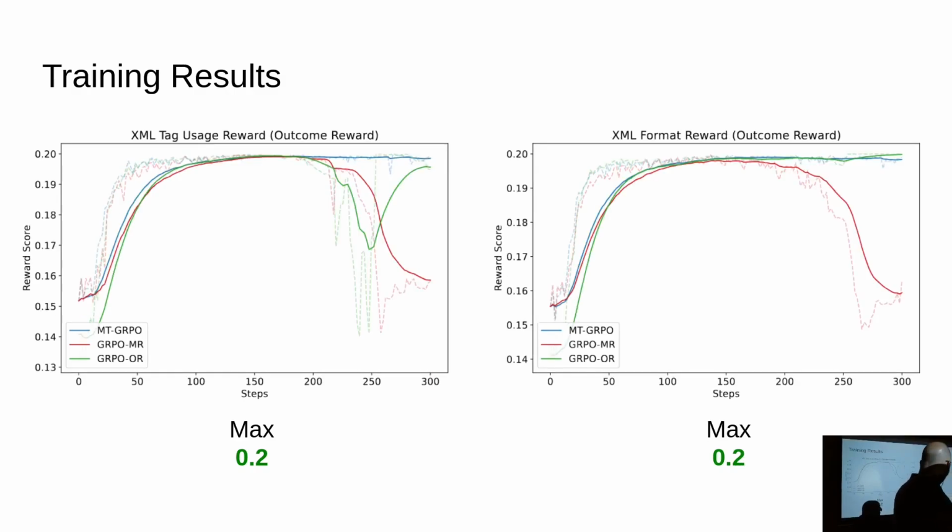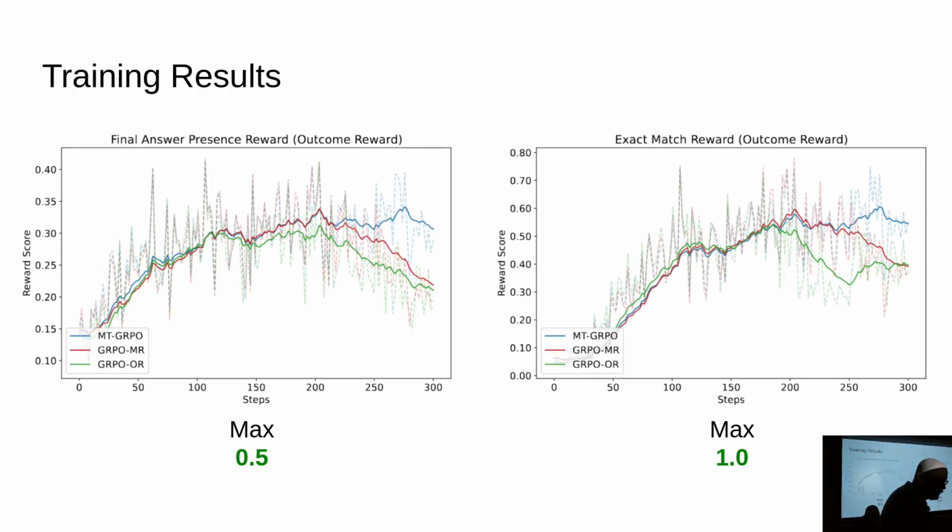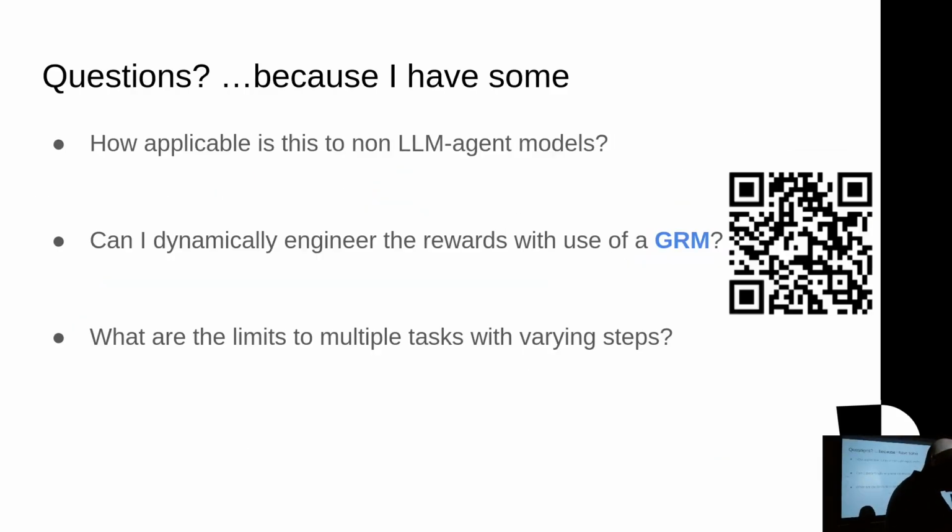And you can see XML tag usage. You can see that across the board. Both models kind of got real good at the format output eventually, but MTGRPO outperformed here as well. And we see that across the final answer presence as well. And in the end, they had a model that would almost always call Wikipedia when you asked it a question and could almost always parse that information to try and find your answer.